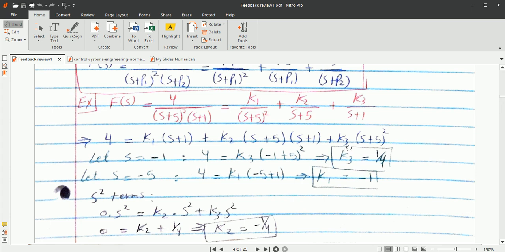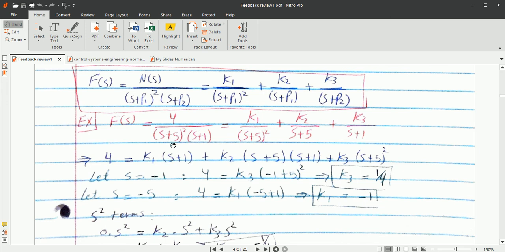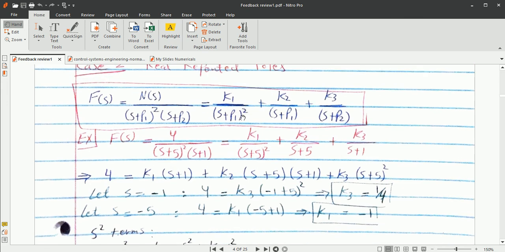So now here you will also be having the coefficient k3. So that will be k2 dot s square plus k3 dot s square is equal to 0 dot s square. You don't have any s square term here, it means it's 0. So k2 plus k3 equal to 0. Now you have k3 already, so k2 will be equal to minus k3. That will be k2 is equal to minus 1 by 4. So this is the repeated pole case. Repeated pole, you have the repetition, s plus p1 whole square into s plus p2.